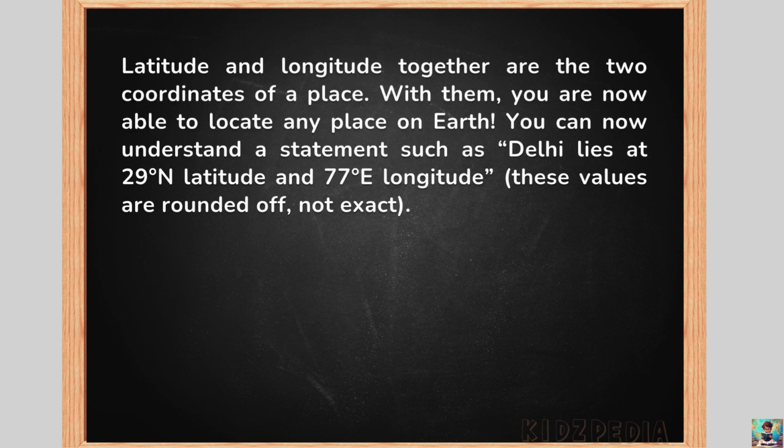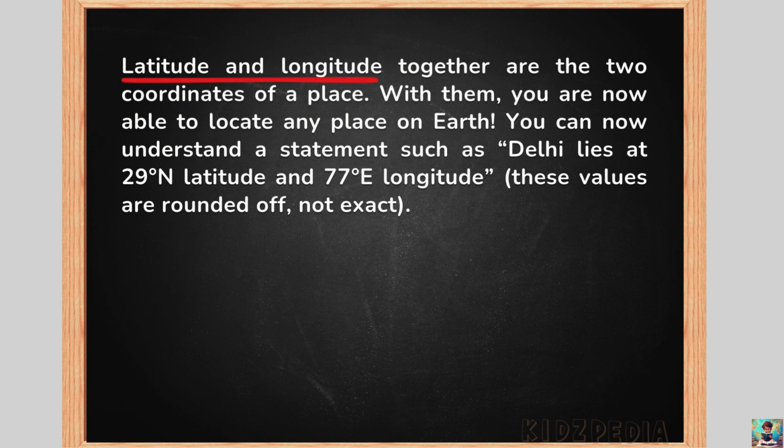Latitude and longitude together are the two coordinates of a place. With them, you are now able to locate any place on earth. You can now understand a statement such as Delhi lies at 29 degree north latitude and 77 degree east longitude. These values are rounded off, not exact.